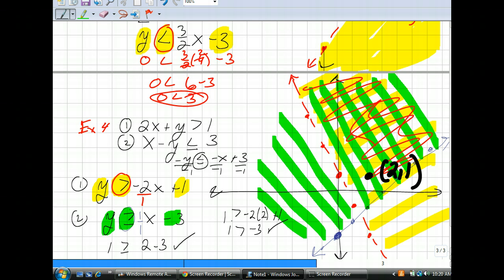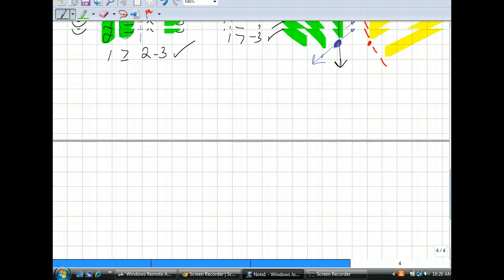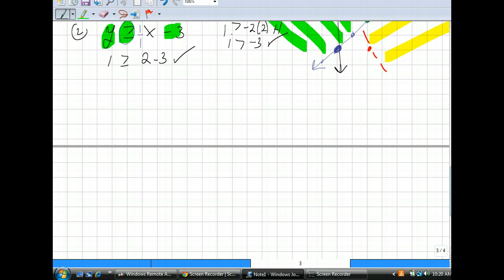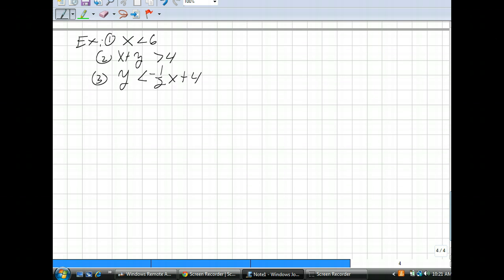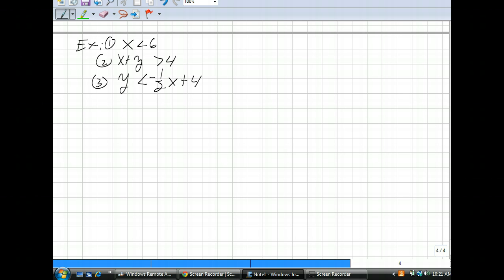All right, let's do another one. Example 5. What if I have x is less than 6, x plus y is greater than 4, and y is less than -1/2 x plus 4. So here I have 1, 2, 3 inequalities. So what I'm going to do is graph all of those on the same coordinate plane and see where the shading intersects.